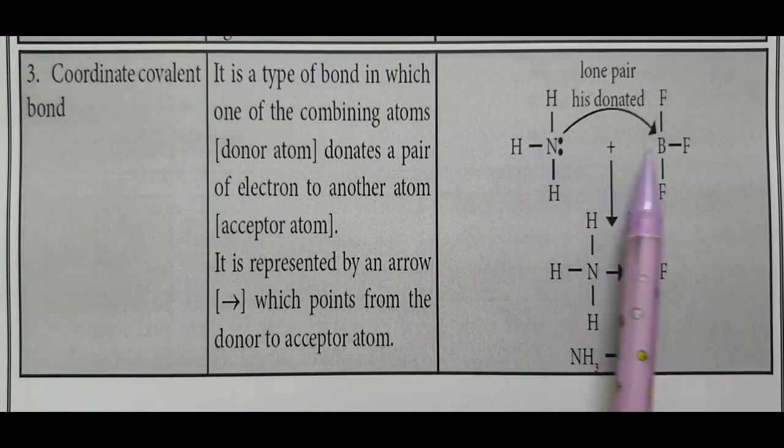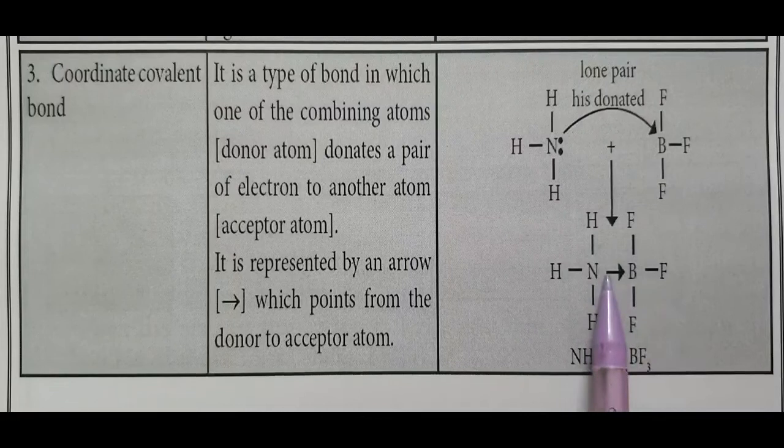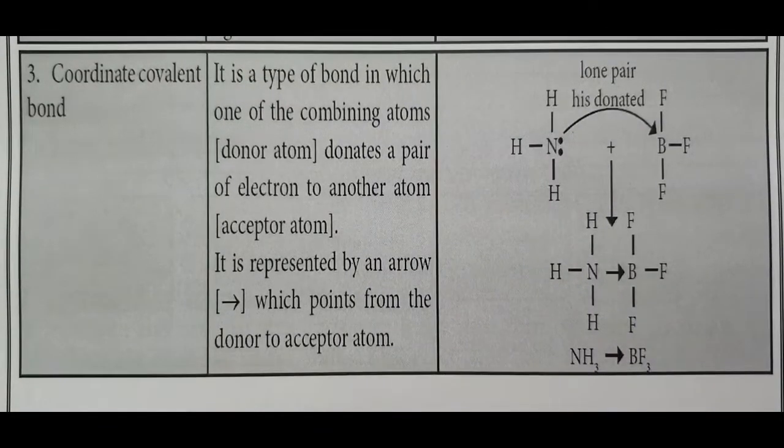When ammonia is added to boron trifluoride, nitrogen donates a pair of electrons to boron. Therefore, a coordinate covalent bond is formed. This arrow mark indicates the coordinate covalent bond. All these bonds are covalent bonds. The arrow mark indicates that a pair of electrons is donated from nitrogen to the acceptor atom, boron.